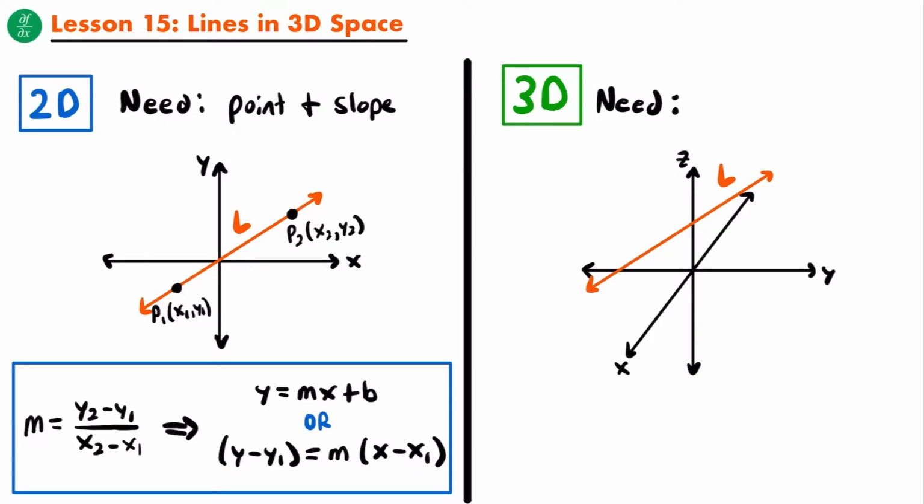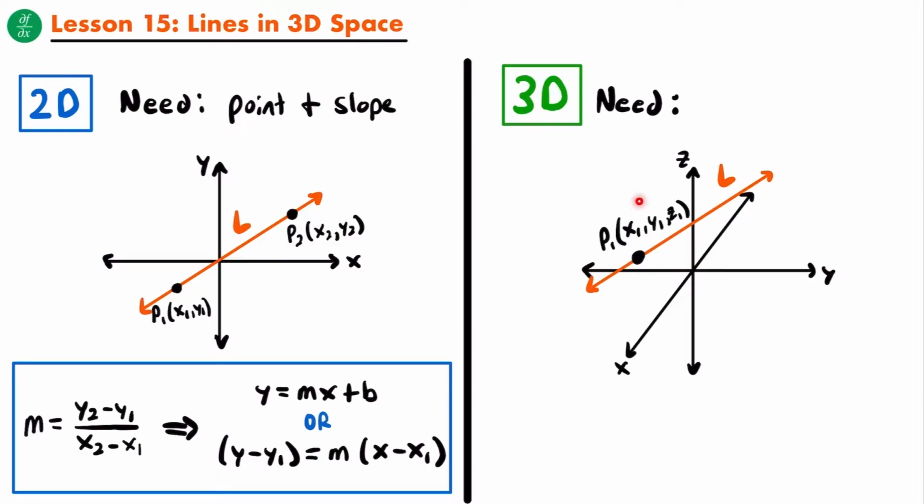Well, for one thing, similar to a line in 2D, we're going to need to know a point on this line. All right, that's the first thing that we need to know. And so that can be any point along this line. For example, I'm just going to pick a point right here and label it as P1. And that's going to have the coordinates of x1, y1, and z1.